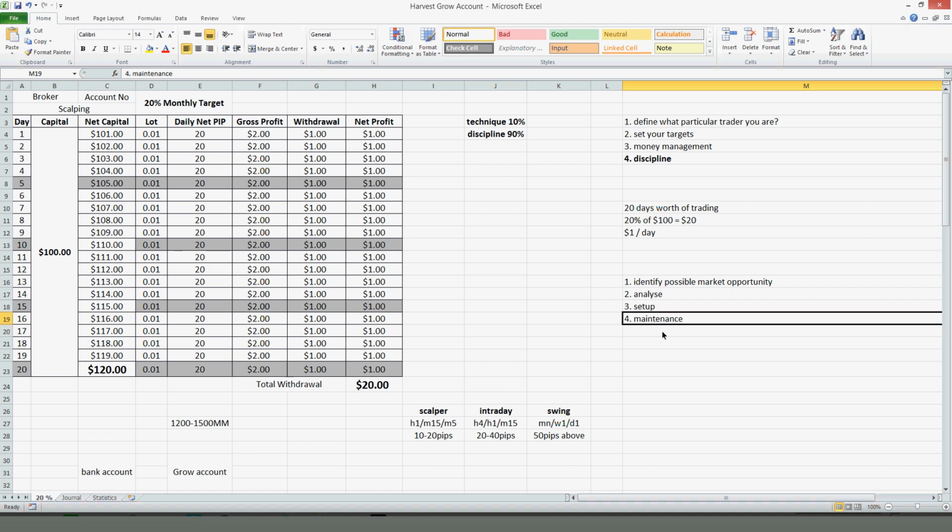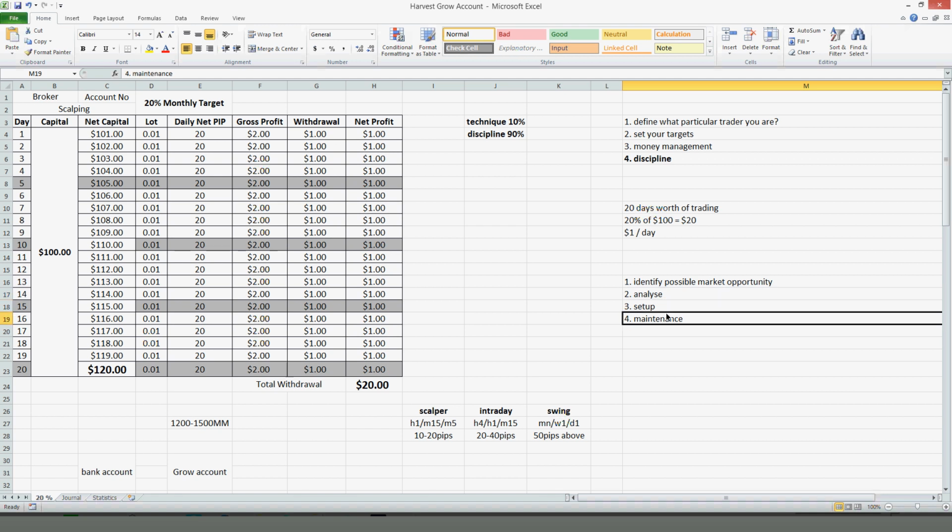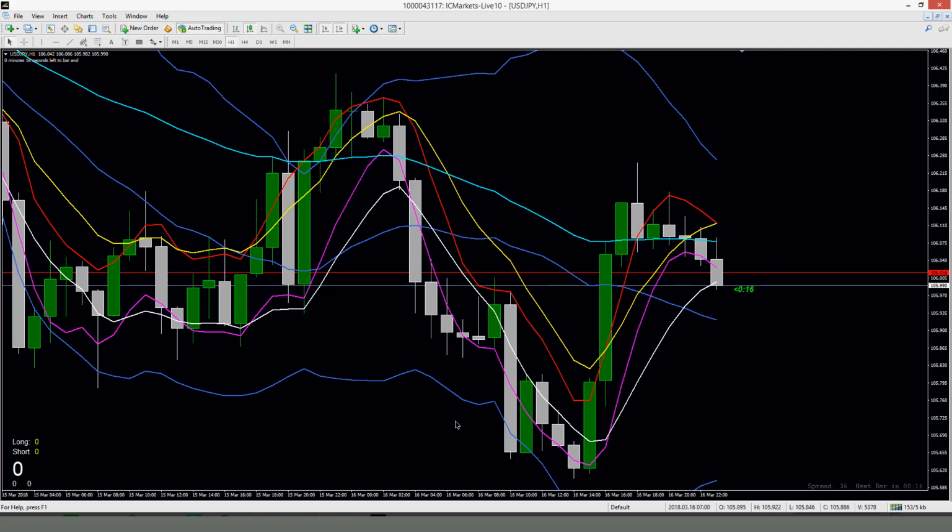Okay. So now we have identified the possible market. We have already analyzed, and we already have set for which particular setup we are going to enter. And based on that entry, let's say, for example, UJ, I want to go for M5 entry. So that's a scalping type of trading. I would aim for 10 to 20 pips and lock my profits at that particular juncture. People have found it hard to know when to actually lock their profits. For me, I lock my profit as soon as the market does its retracement, okay?